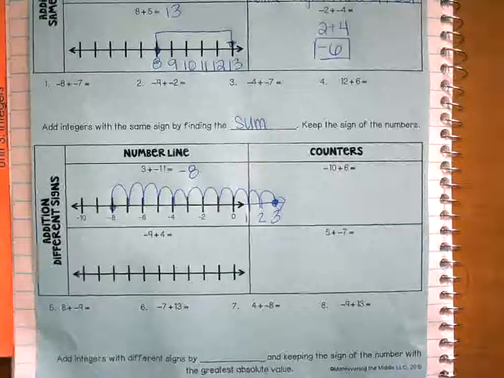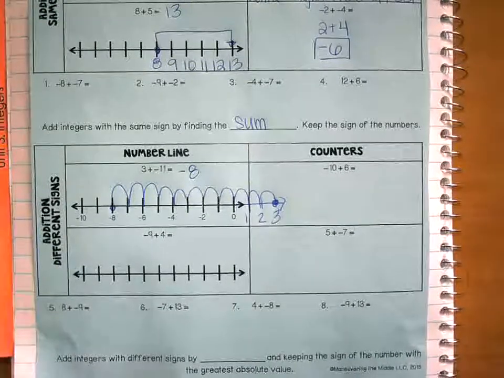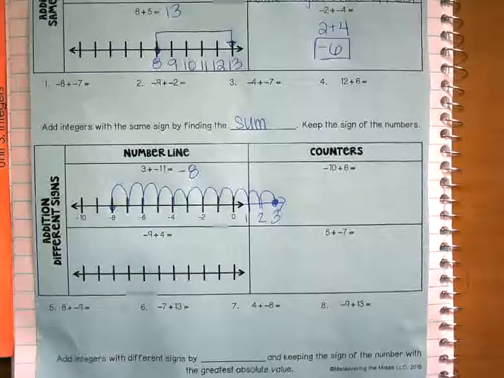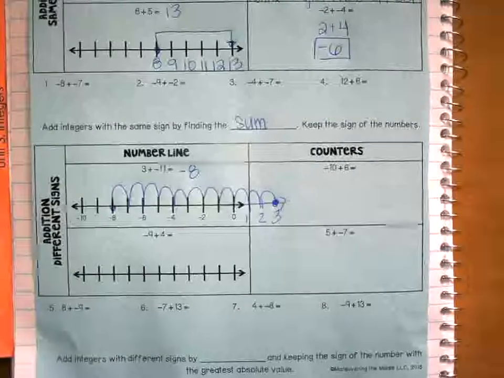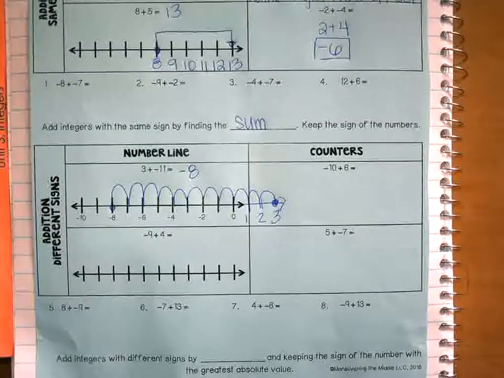Think about it this way. You have $3 in your bank account. You spent $11. How much money is in your bank account? Negative 8. You're in debt $8. You're negative $8 in your bank account. Does that kind of make sense?